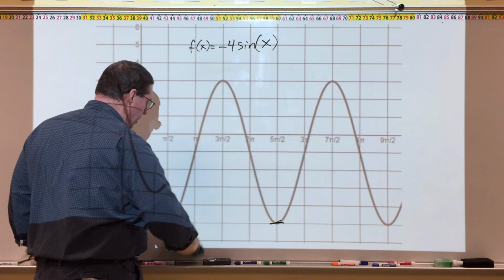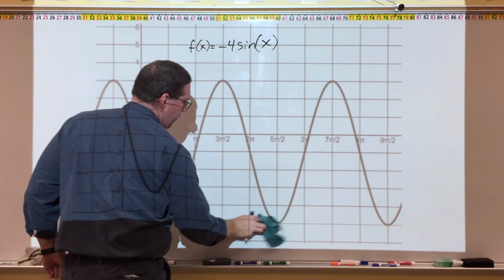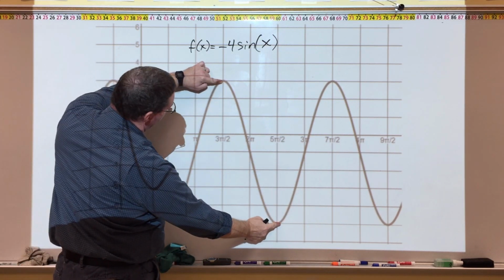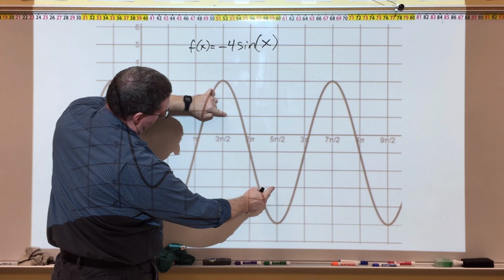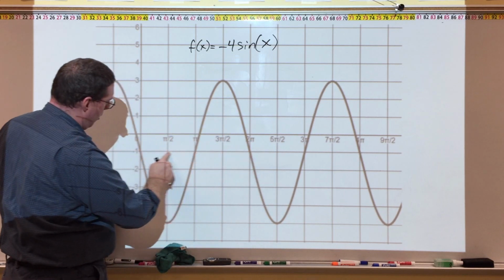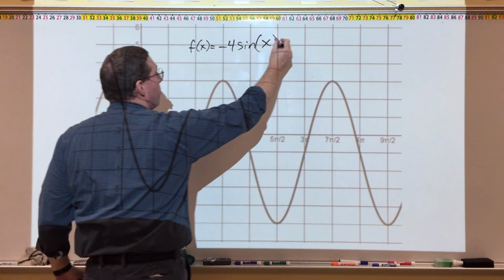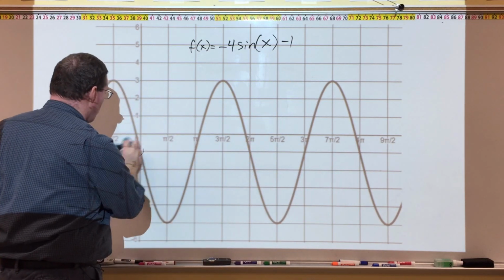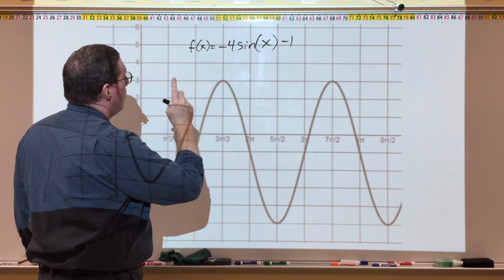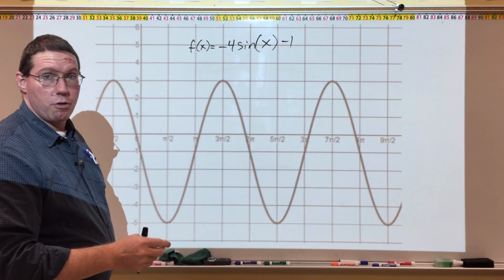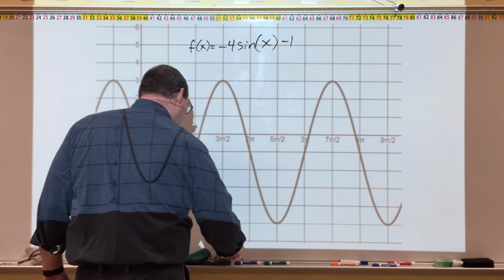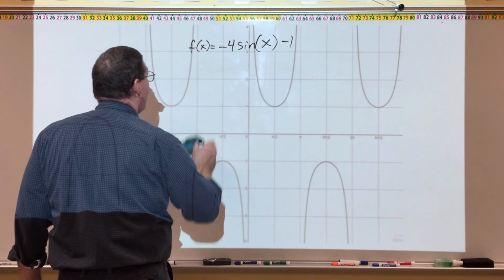And now we just need to identify the vertical shift. So between the top and the bottom, we're going to go 1, 2, 3, 4. Here's the middle right here, which is at negative 1. So we'll put a minus 1 on the end. And so question number 11 is negative 4 sine of x minus 1. Okay? All right. Let's now look at question number 12.